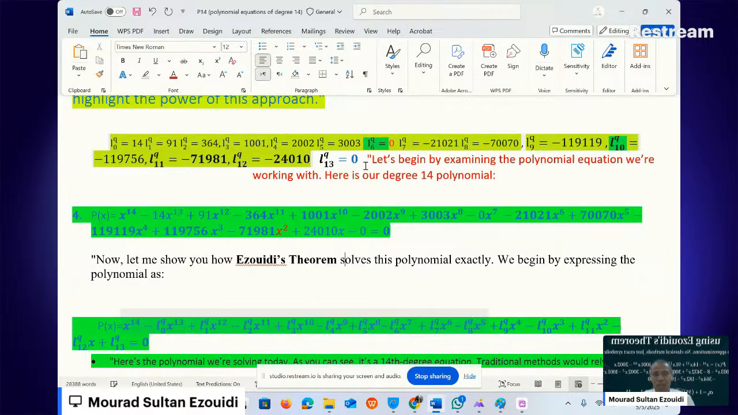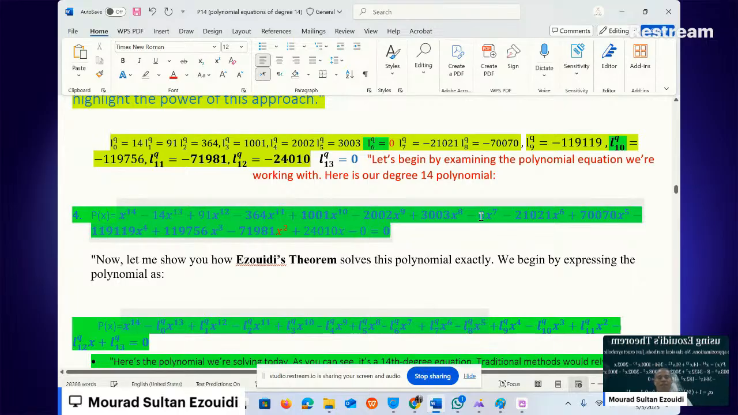So therefore, let's now begin by examining the polynomial equation we are working with. Here is our 14-degree polynomial equation. X to the power 14 plus negative 14 x to the power 13 plus 91 x to the power 12 minus 364 x to the power 11 plus 1001 x to the power 10 minus 2002 x to the power 9 plus 3003 x to the power 8 minus 0 times x raised to the power 7. I have 0 here to let you see the 8th coefficient of this 14-degree polynomial equation.